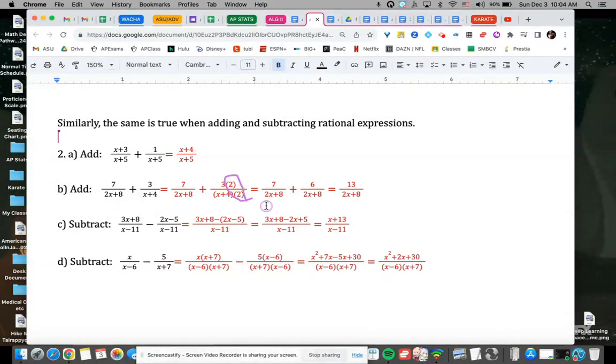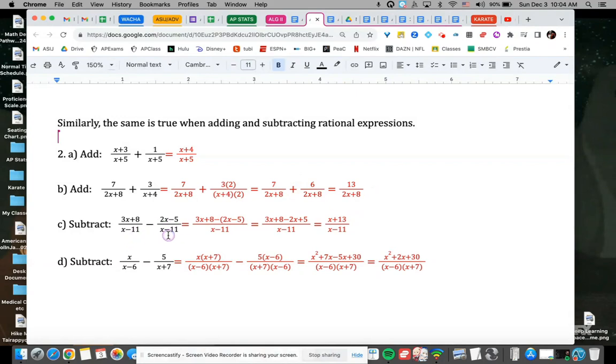We multiplied the top and bottom by 2 to end up with a common denominator of 2x plus 8. Once I have my common denominators, I just add the tops and the bottom stays the same. 7 of these plus 6 of those is 13 of those, total. And again, the plus goes with the 6. So 7 plus 6. Okay, so they should go a little faster now.